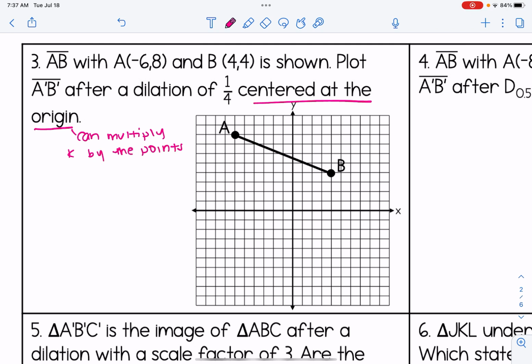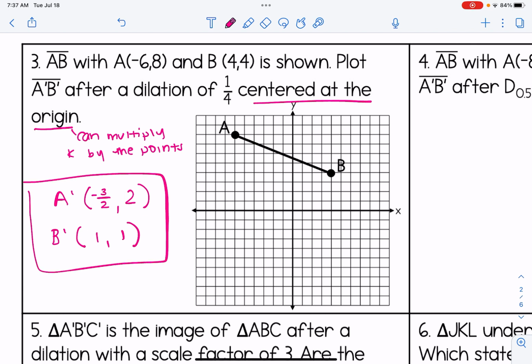So if I did that pretty quickly here, if I take negative 6, 8, and I multiply that by 1/4, I would get negative 6 over 4 or negative 3 over 2, comma 2. And B prime would become 1, 1. So I have my answer without actually referring to the graph at all.